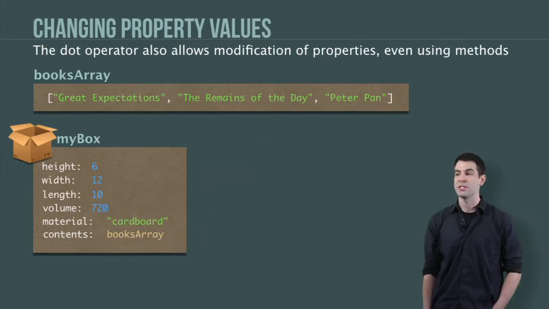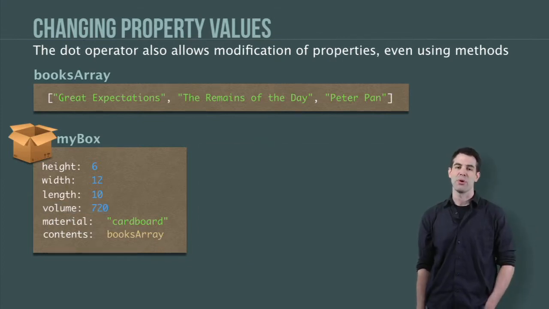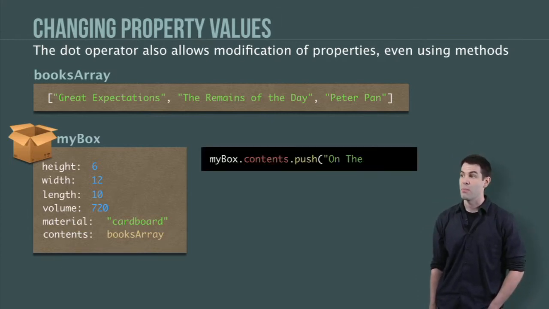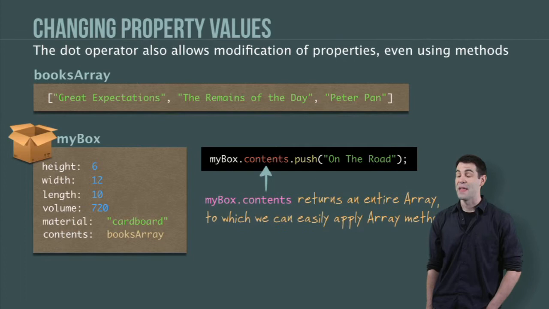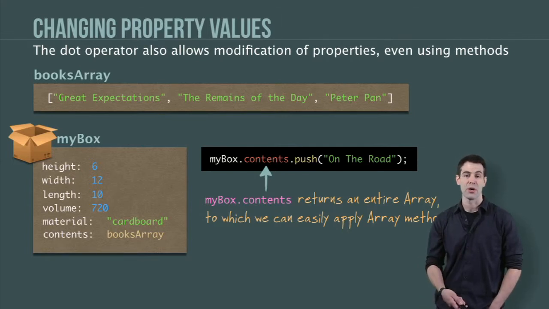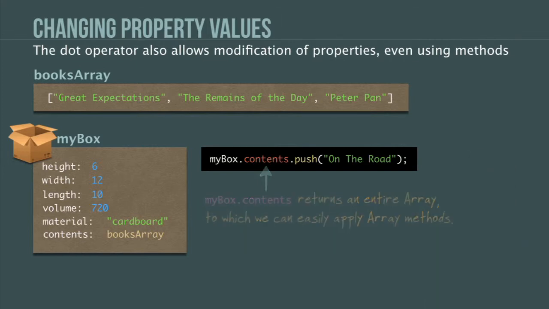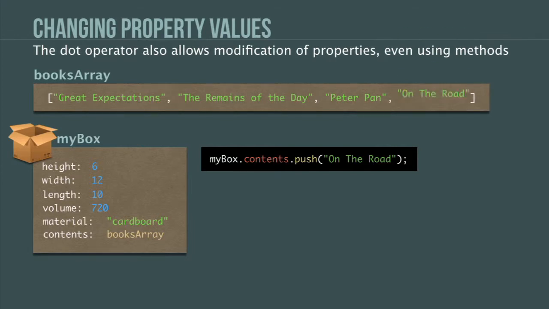What happens if we wanted to modify the contents of our box? We want to put a new book inside our box. Well, we would call mybox.contents, and that returns an entire array, the entire books array. And with that, we can apply all of the array methods that we already know from Road Trips 1 and 2. So let's push on that array, On the Road by Jack Kerouac. You can see that very quickly On the Road is added to our books array on the outside.